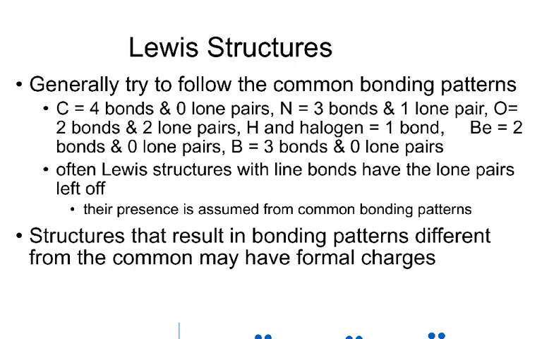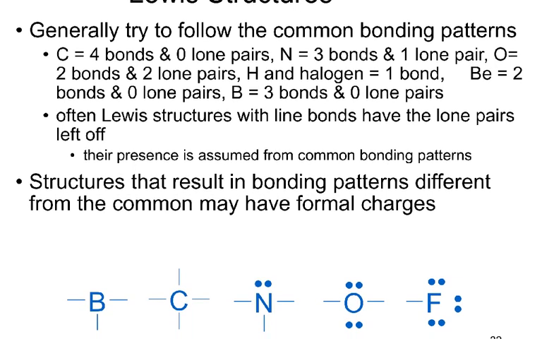So let's talk about some common bonding patterns. Carbon generally forms 4 bonds and does not have any lone pairs. If your structure has lone pairs on a carbon, in this class it is wrong. Only form bonds with carbon. Nitrogen tends to form 3 bonds and 1 lone pair. Oxygen tends to form 2 bonds and 2 lone pairs. Hydrogen and halogens form 1 bond. Beryllium tends to form 2 bonds. Boron forms 3 bonds.